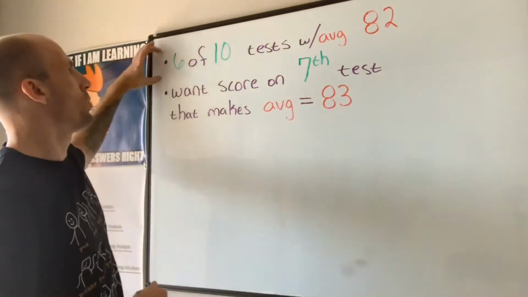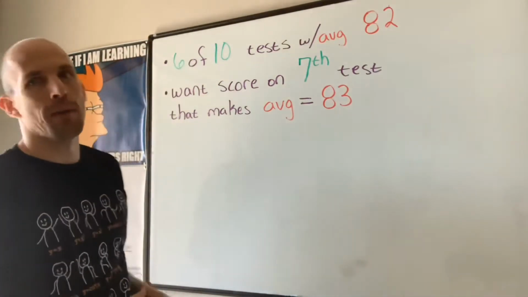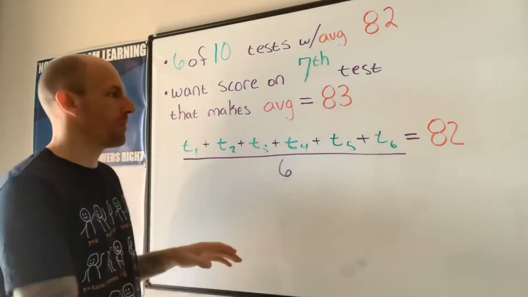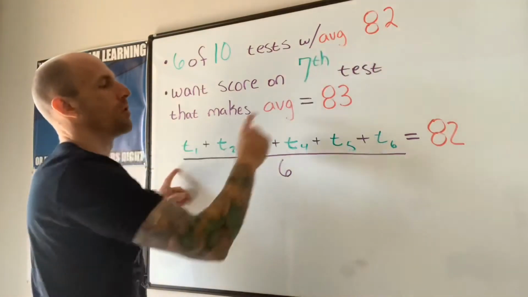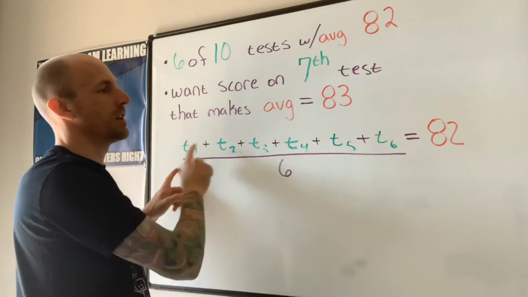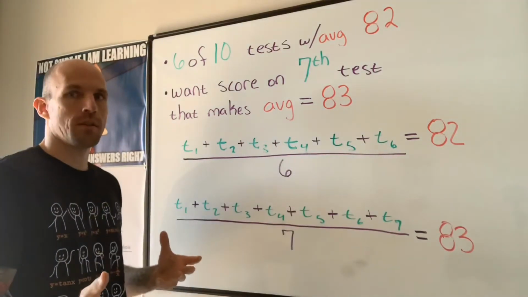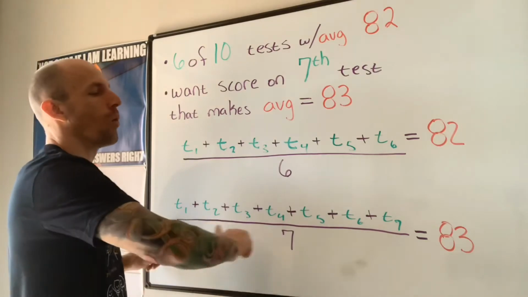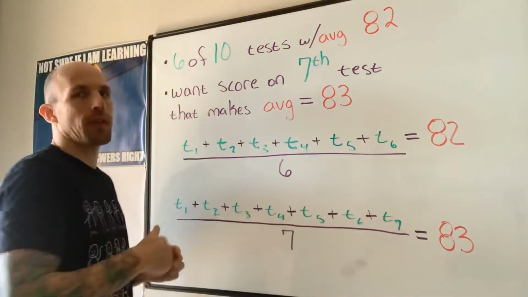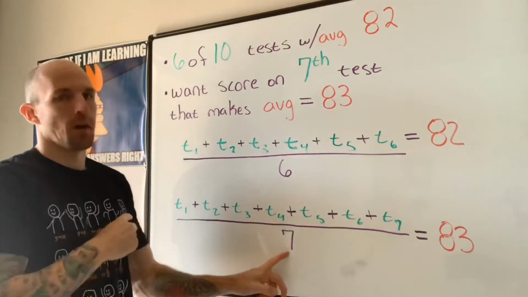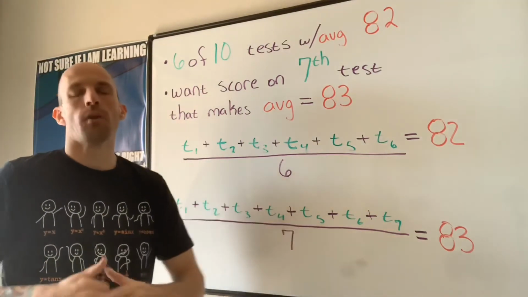So let's take these one by one and turn them into mathematical equations. Stay with me because I know this looks intimidating. The average score across 6 individual tests is 82. The question we're trying to answer is, what does the value of the 7th test have to be in order for the average of 7 tests to equal 83?